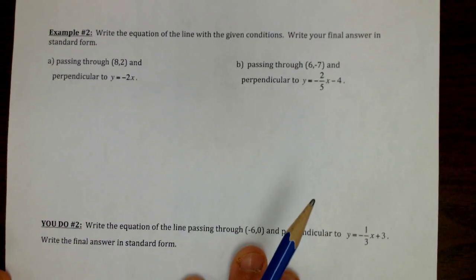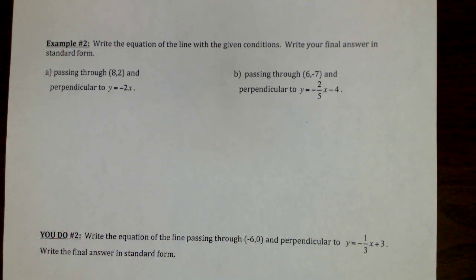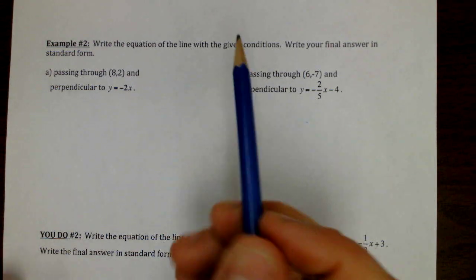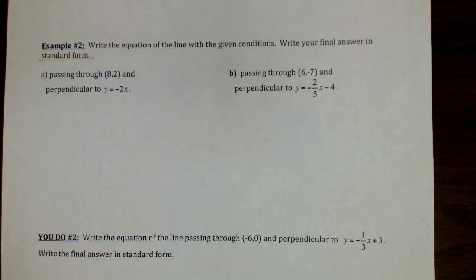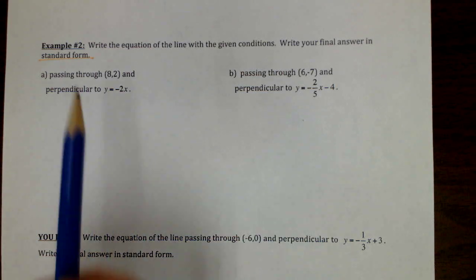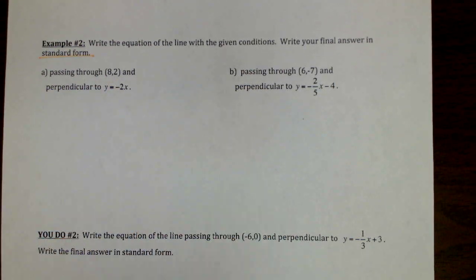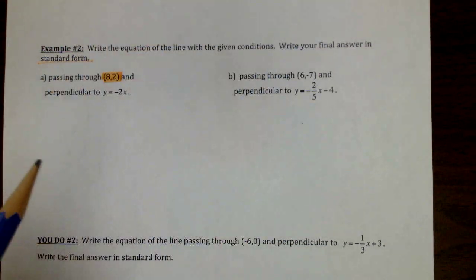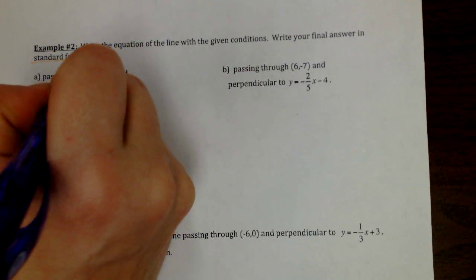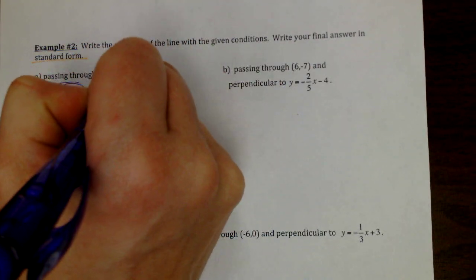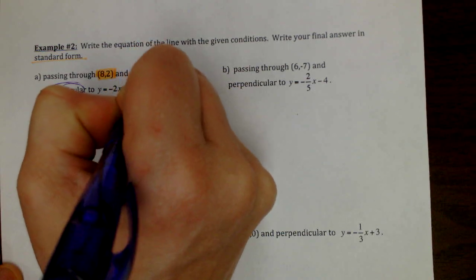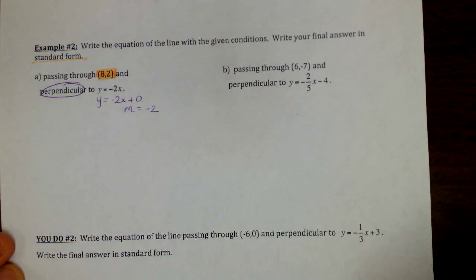Now, example 2. I'm going to go down here and do these last two. Again, I'm going to highlight. Now, though, in these problems, we want our answers in, we changed it up, standard form. Oh, the directions are a little bit different for this. Okay, standard form. I want to pass through the point 8, 2, so there's my point. But now I don't want parallel, I want perpendicular to this. So this is the same thing as negative 2x plus 0, so m is equal to negative 2.